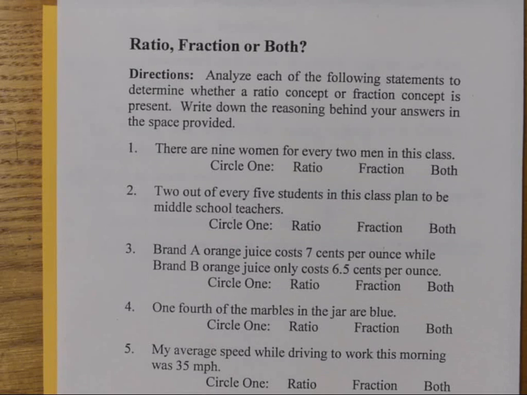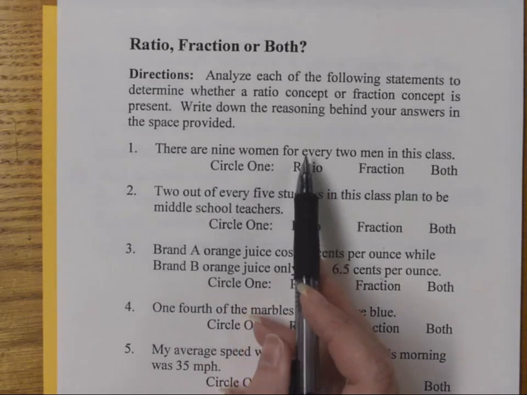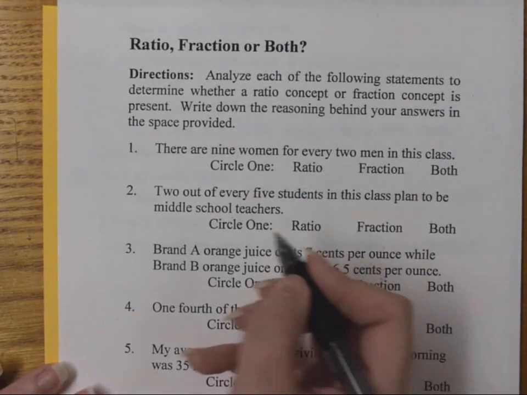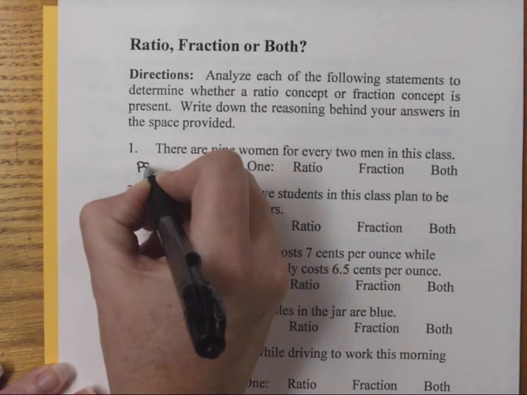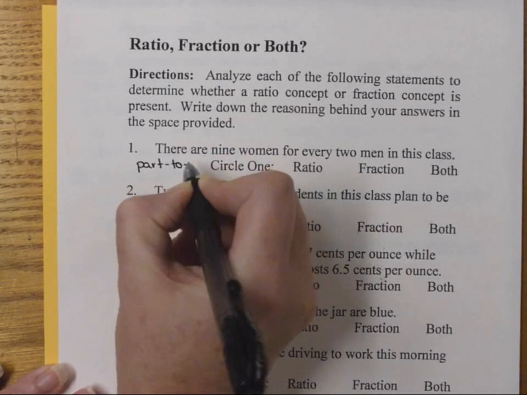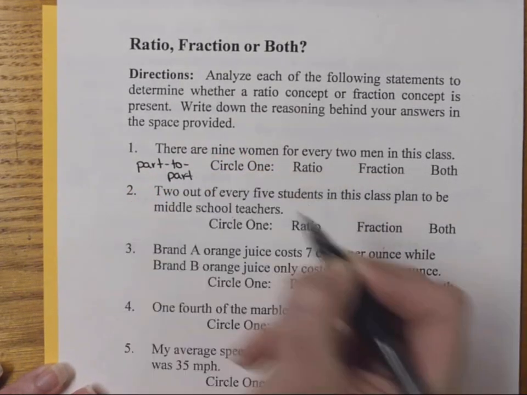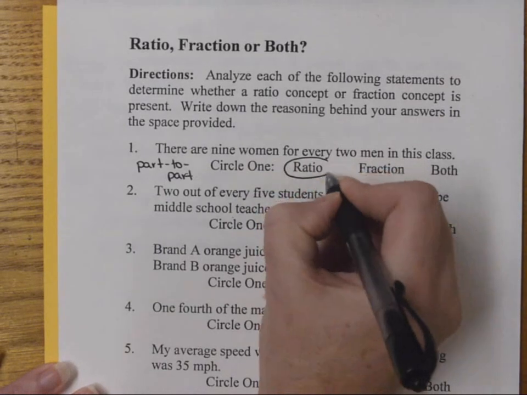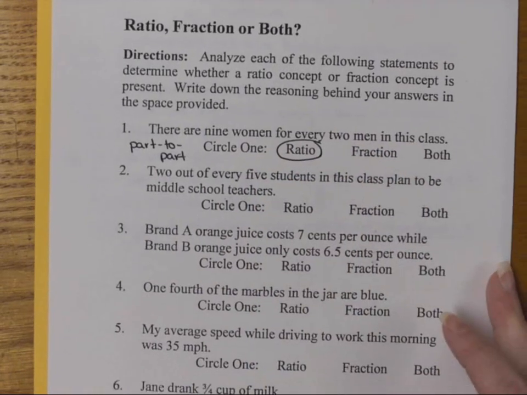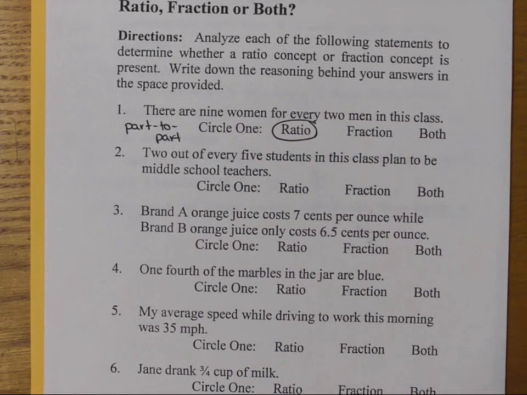Okay, let's look at number 1. There are 9 women for every 2 men in class, so I might make myself a note that this is definitely a part-to-part comparison or ratio. Because it's a part-to-part, it's just a ratio. It would be inappropriate to list it as a fraction. It just is too confusing.